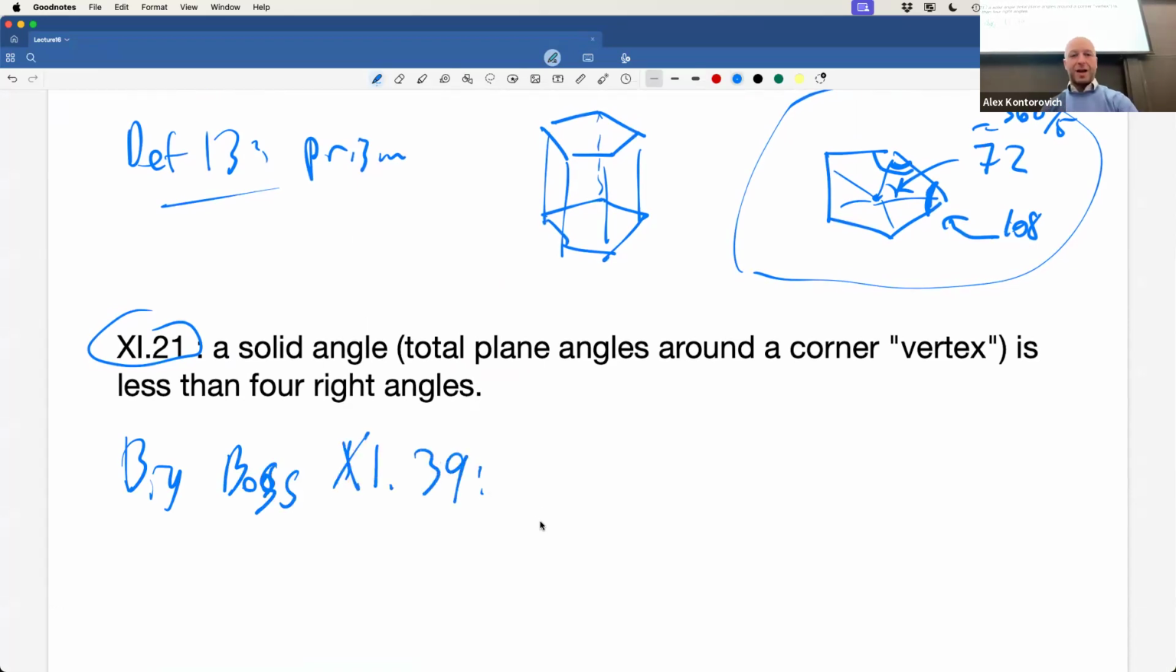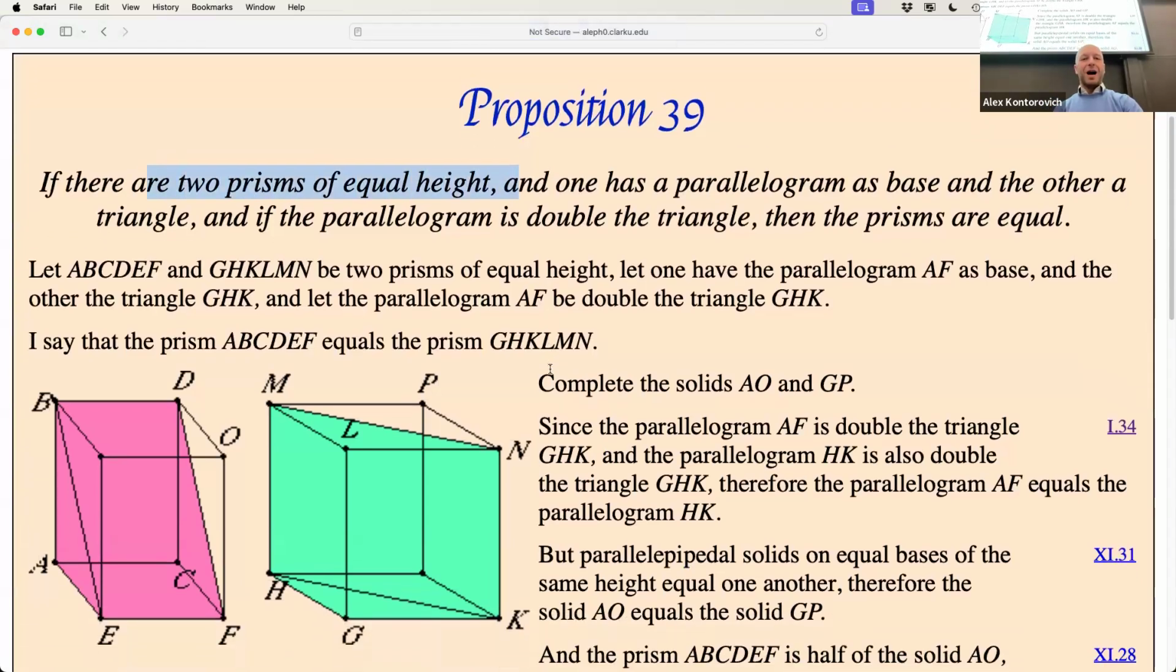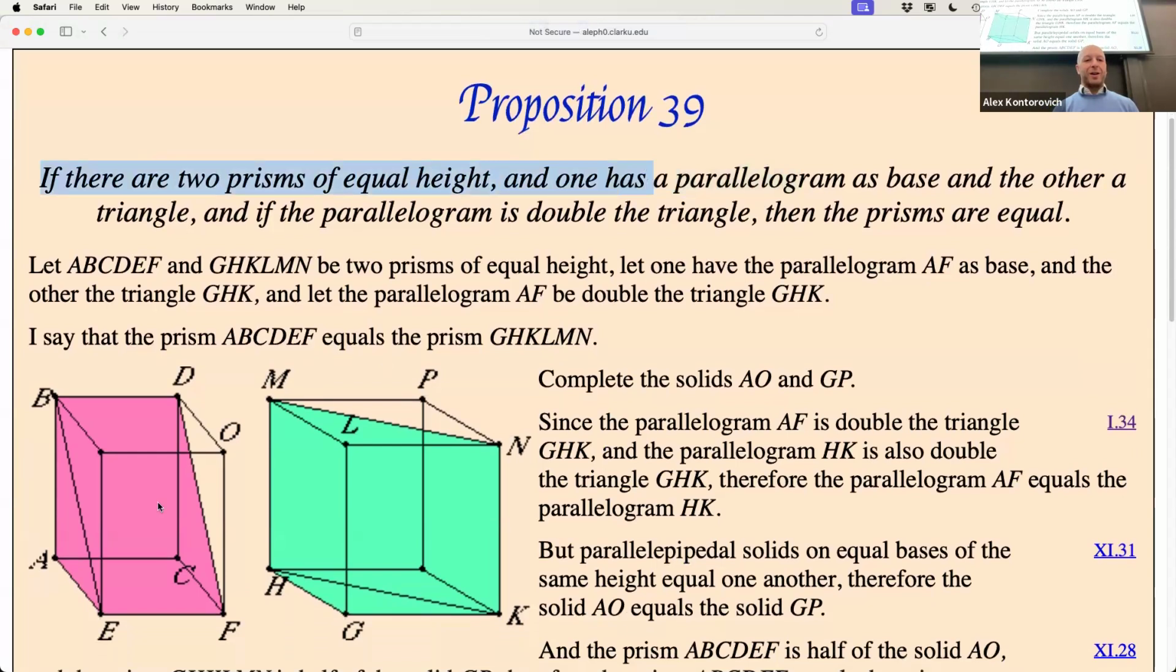11.39, which says, okay, if you have 2 prisms with equal height, one of them has a parallelogram base, AEFC. The other one has a triangle base. Don't bother writing this down. This isn't important. I just want you to sort of see the kinds of things that he's doing. One of them has a parallelogram base. The other one has a triangle base. And I assume that the parallelogram is double the triangle.